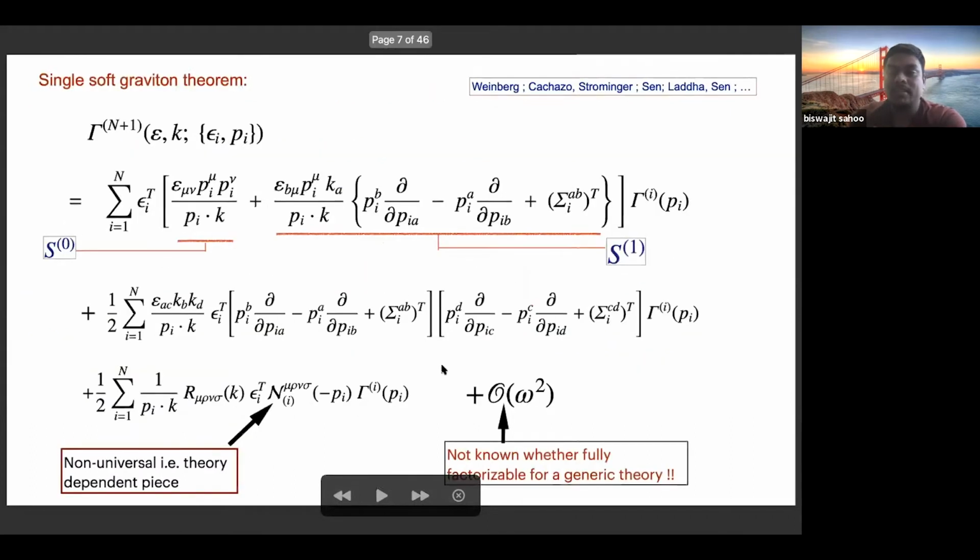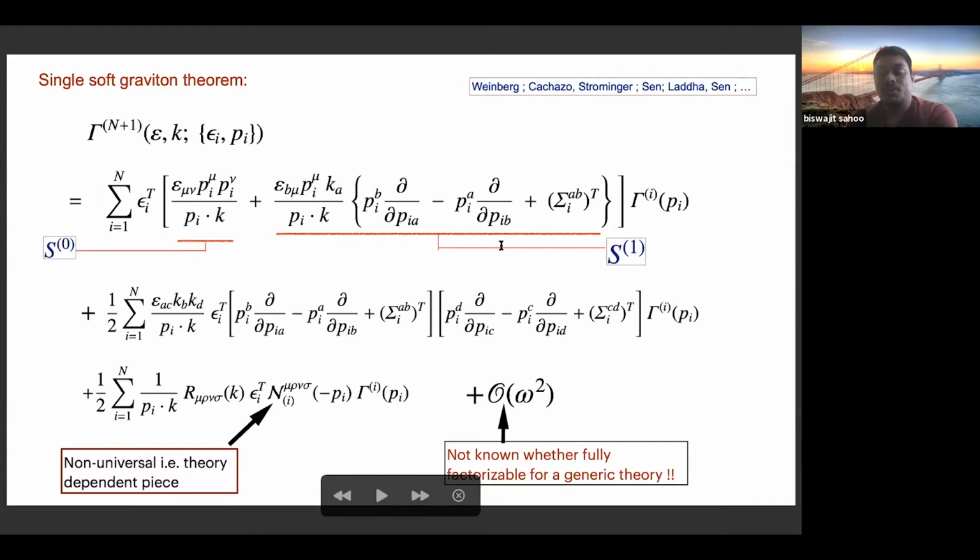Now with this prescription one finds the soft graviton theorem up to subleading order. I am just giving the results here. This gamma n plus 1 point amplitude is related to the gamma n amplitude if we strip out the polarization of the hard particles. You can identify the first factor as the leading soft factor, which is determined in terms of the momenta of the incoming and outgoing hard particles and the information of the soft graviton, that is its polarization and momentum. Similarly, the subleading soft factor is given in terms of the total angular momenta of the hard particles, which involves the spin of the external particles as well.